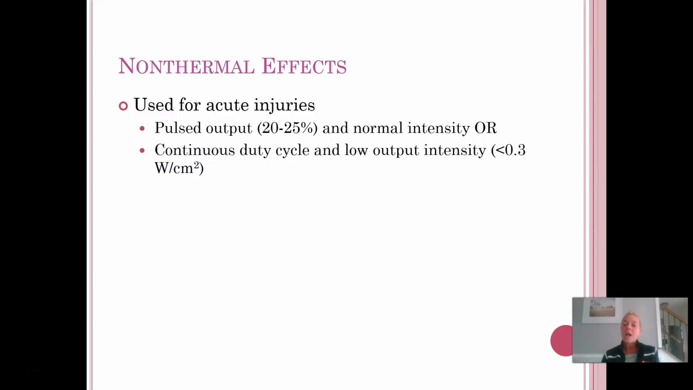Non-thermal effects: we would use a non-thermal ultrasound typically for people who have acute injuries. So we're going to use a pulsed output. Like I said, a lot of our machines actually go as low as 10%, so that's what I would choose if I'm doing a pulsed ultrasound. And we'll talk about intensities. The book says you can use a normal intensity or a continuous duty cycle with a low intensity. My thought is that if I am really trying to avoid heating an area, I'm going to choose a pulsed output, and I'm also going to choose a low frequency as well, because I'm going to do everything in my power to make sure that I'm not heating that area.